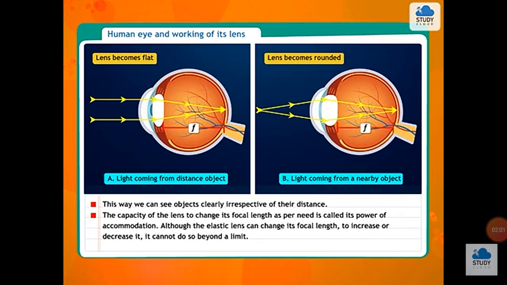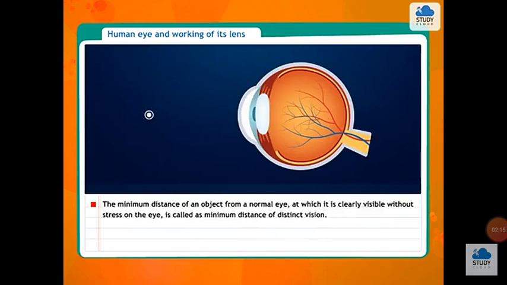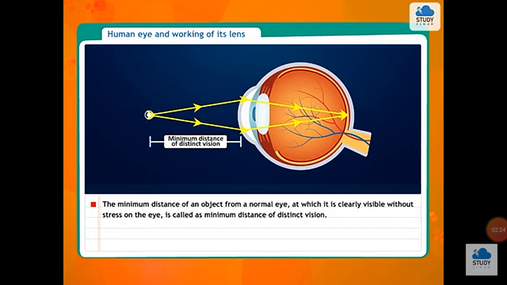The capacity of the lens to change its focal length as per need is called its power of accommodation. Although the elastic lens can change its focal length to increase or decrease it, it cannot do so beyond a limit. The minimum distance of an object from a normal eye at which it is clearly visible without stress on the eye is called as minimum distance of distinct vision.